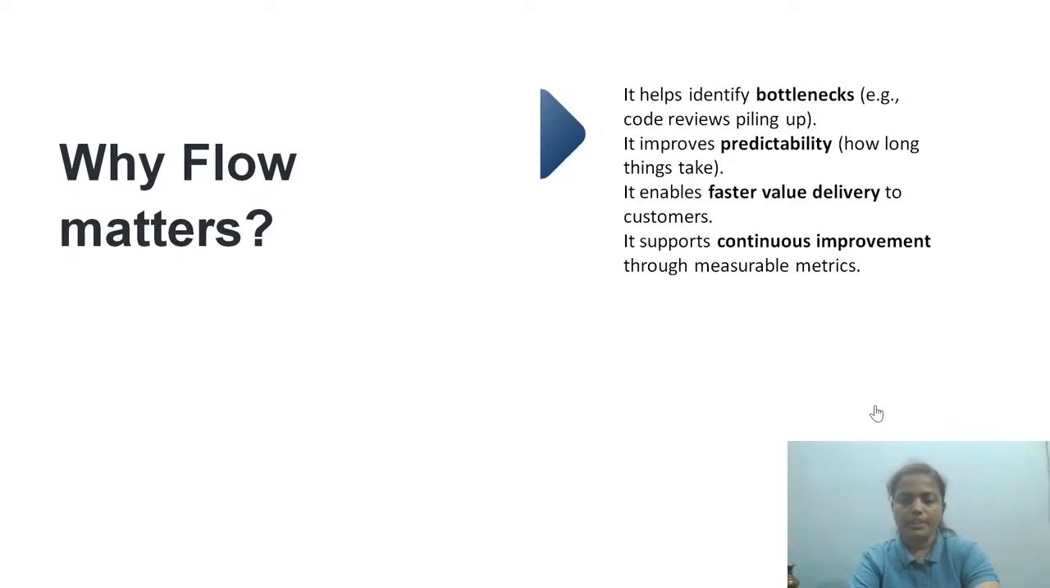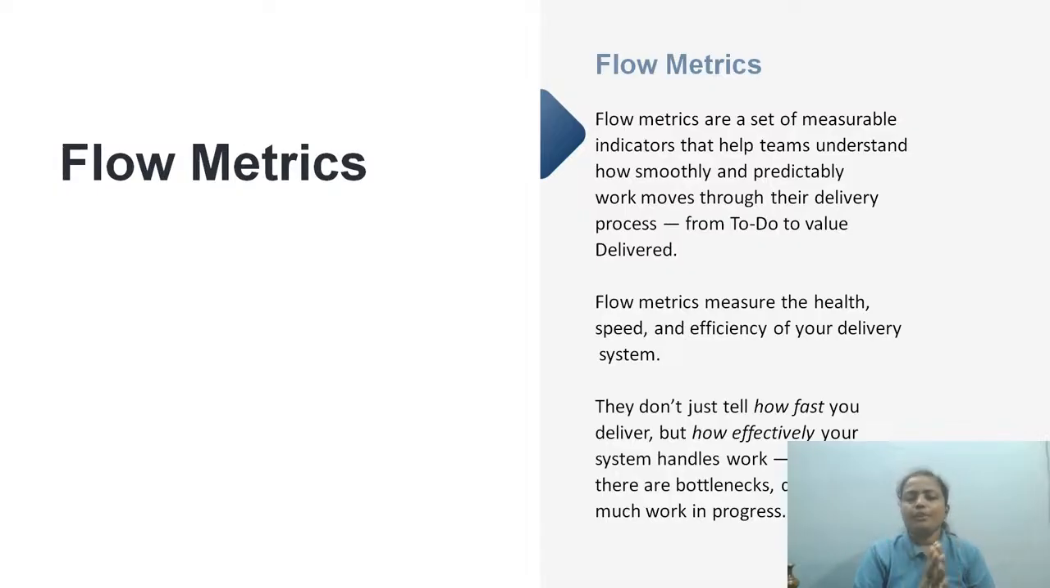Okay, I don't see any questions in the comment section, so I hope things are okay. All right, so let's get into flow metrics. Flow metrics, again, as I mentioned in the last slide, are measurable indicators, right? They help teams understand how smoothly and predictably work moves through their delivery process from to do to done.